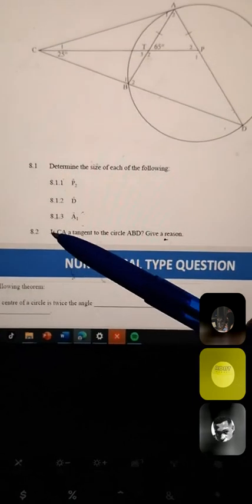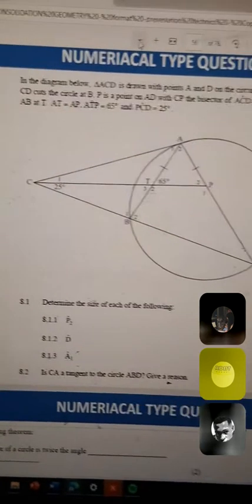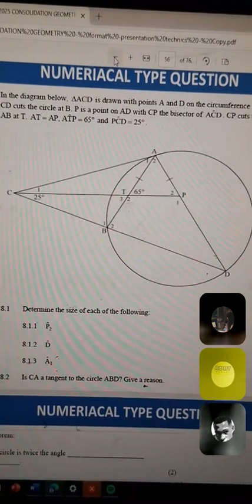Now, the last part is, is CA tangent to the circle ABD? Give a reason. Yes. I think as already said.